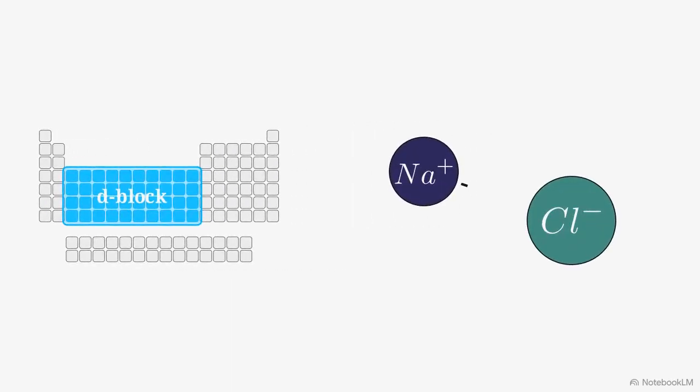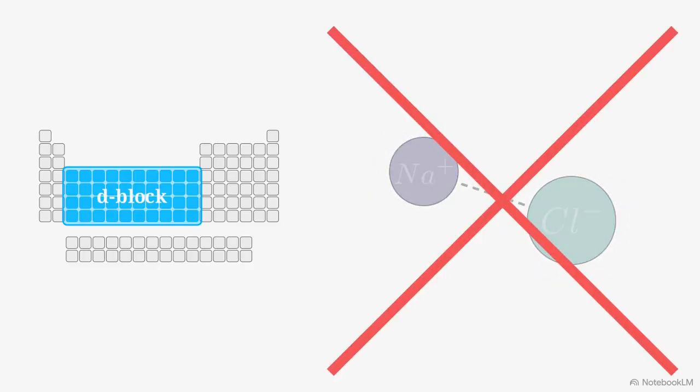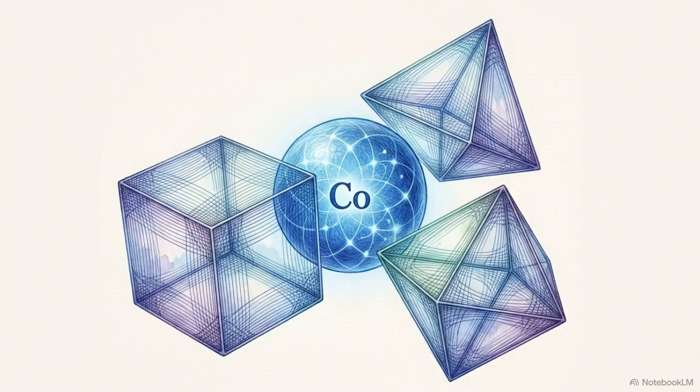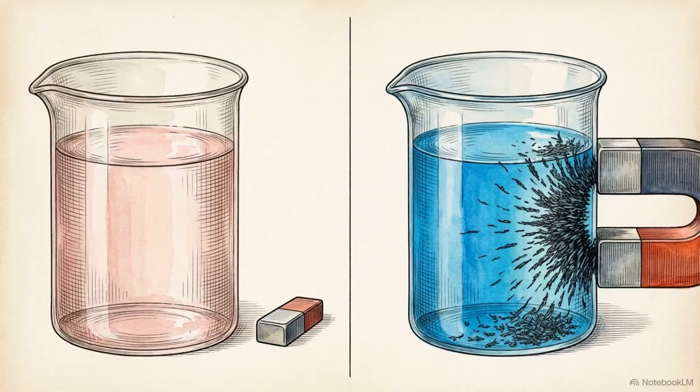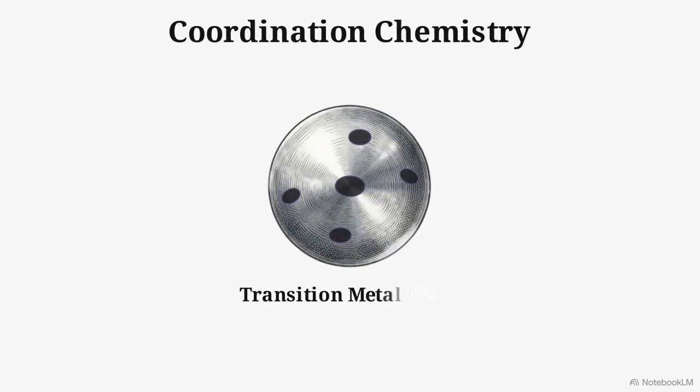When they interact with other molecules, standard chemical rules regarding simple ionic bonds are insufficient to describe their behavior. Consider a single ion of cobalt. Depending on the molecules nearby, that cobalt ion can take on a completely different three-dimensional shape. It can switch from being non-magnetic to highly magnetic, or shift its color from pale pink to brilliant blue. This is the science of coordination chemistry.